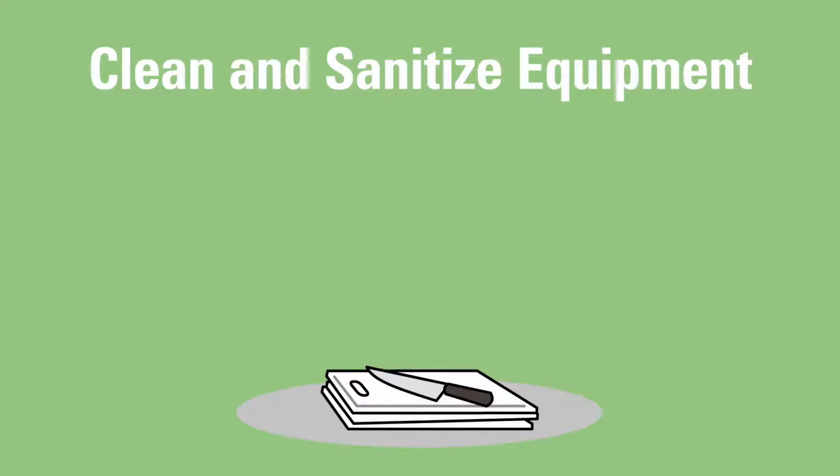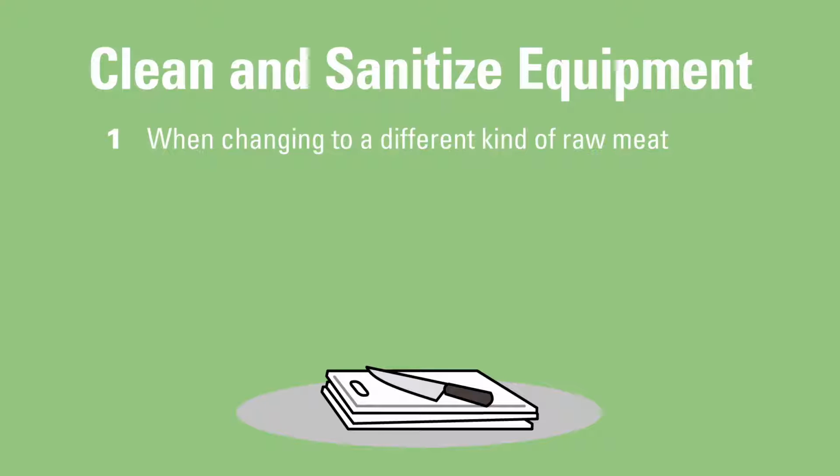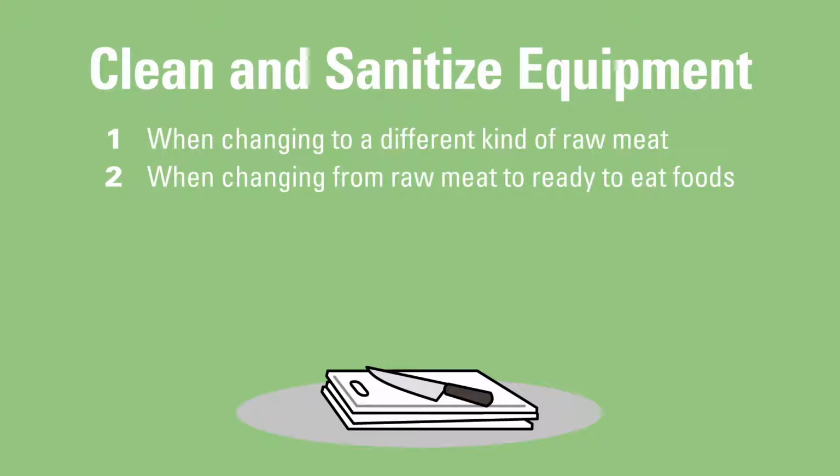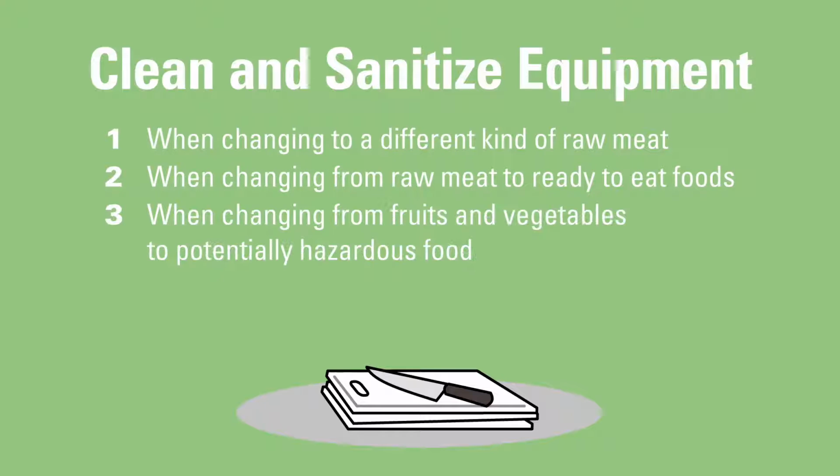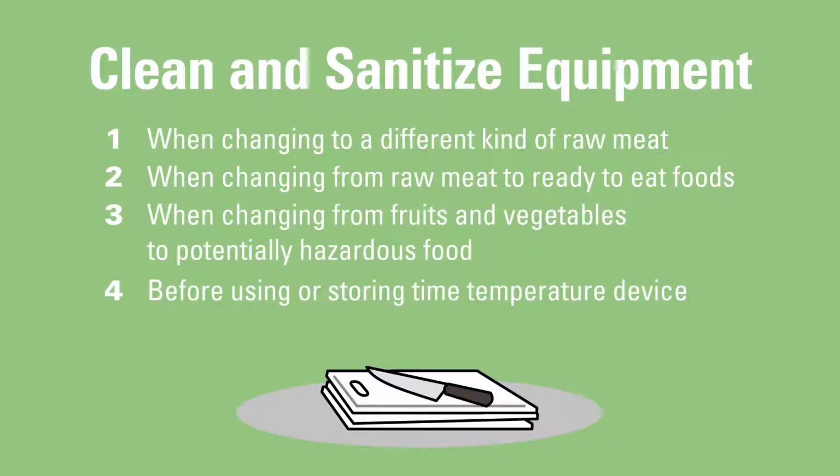Remember to clean and sanitize equipment, food contact surfaces, and utensils whenever you change to a different type of raw meat, when changing from working with raw food to ready-to-eat foods, when changing from working with fruits and vegetables to potentially hazardous foods, before using or storing time-temperature devices such as thermometers, or when you suspect contamination of your food.